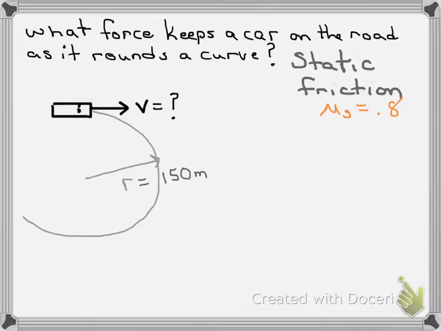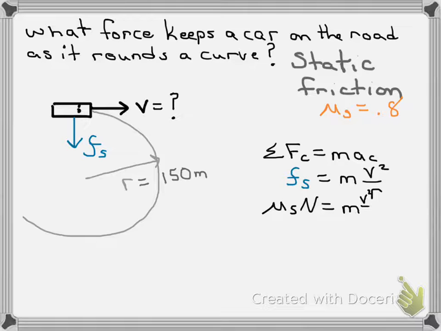So we will apply Newton's second law of motion. Sum of the centripetal forces equals mass times centripetal acceleration. We just said that centripetal force is the static friction force. So we put static friction in, remembering that centripetal acceleration is also the speed squared divided by the radius of the curve, and that static friction is the coefficient times the normal force, and this is what we're left with.